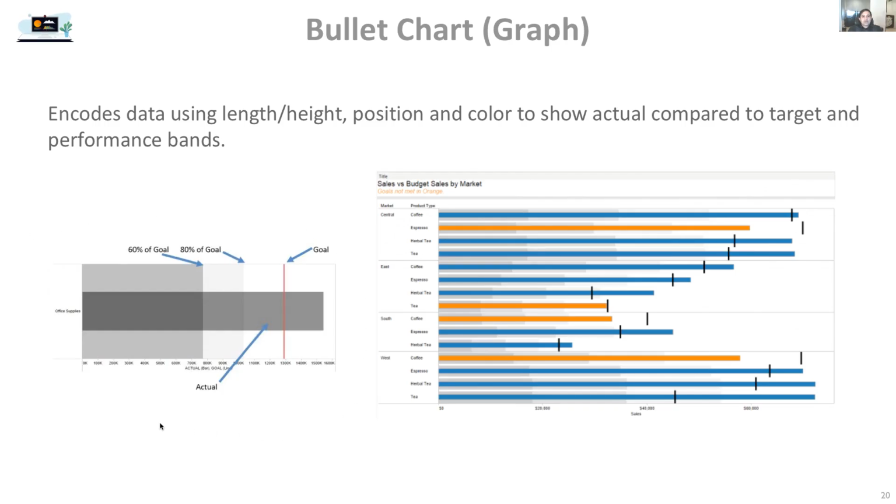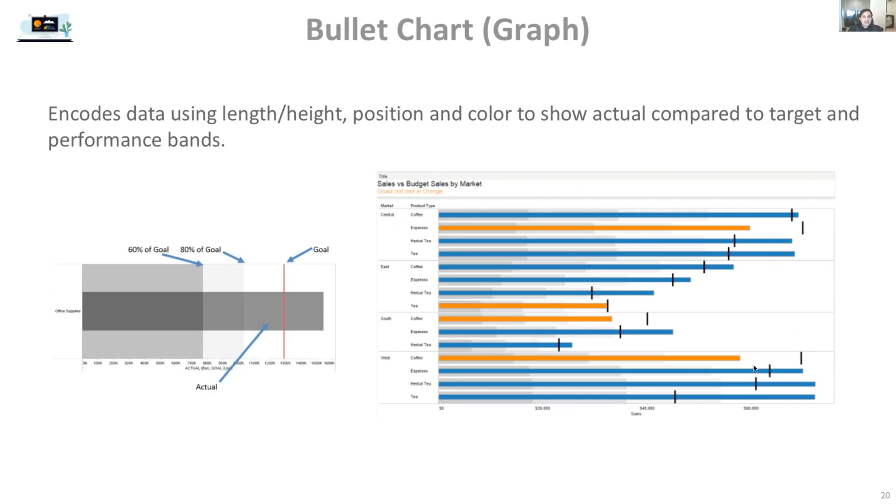Here is an example in office supply sales, where the performance bands show 60% and 80% of the goal. And here is the actual value that exceeds the goal, which is represented by this red line. So again, for the actual value, we are using the length of the bar as the pre-attentive attribute. For the target value, we are using the position of the red line here. And for the performance bands, we are using color as our pre-attentive attribute.